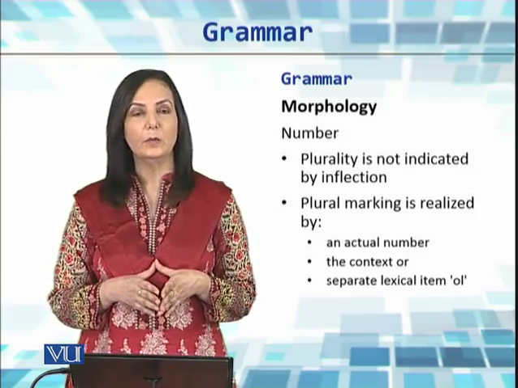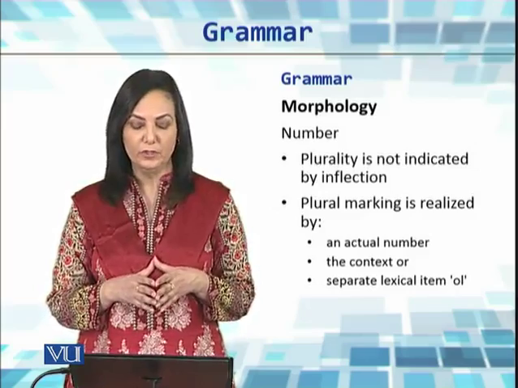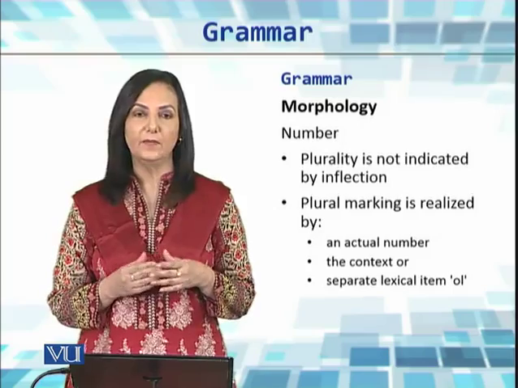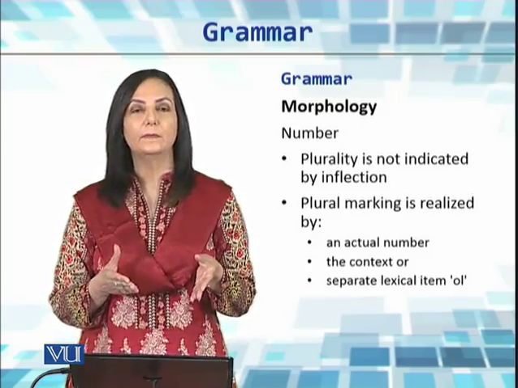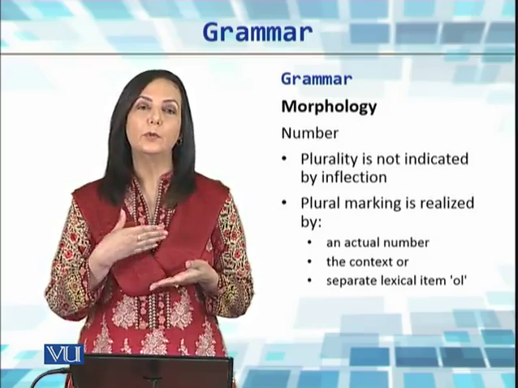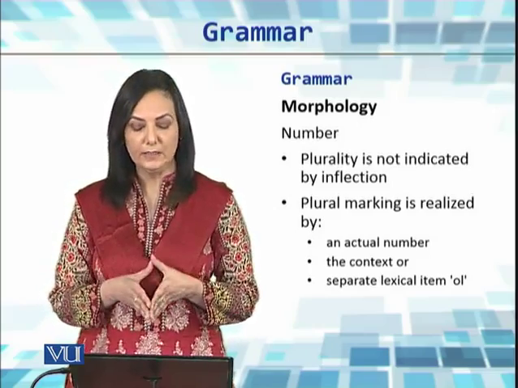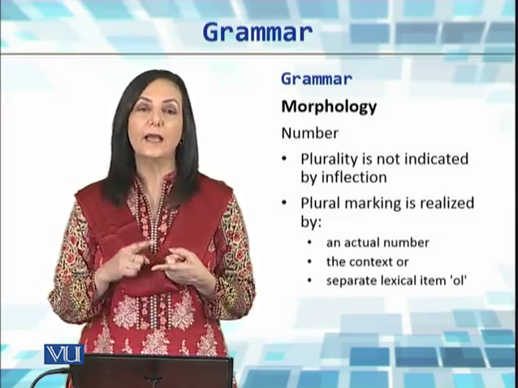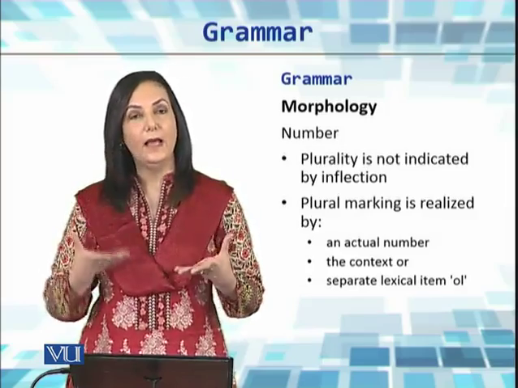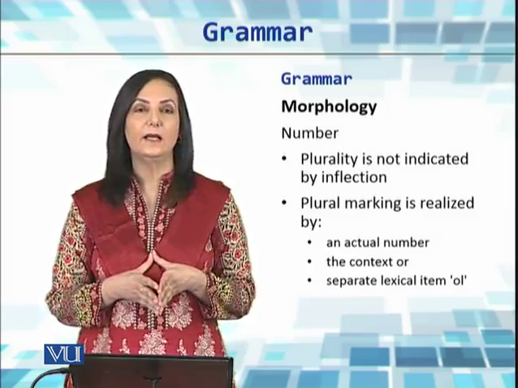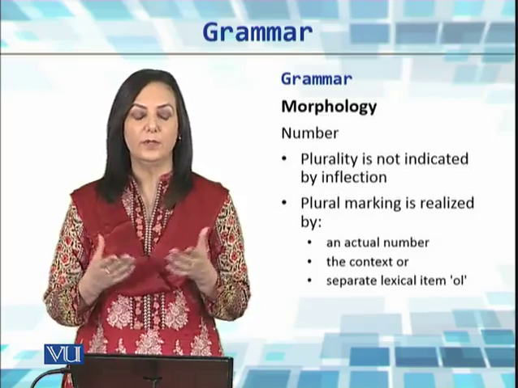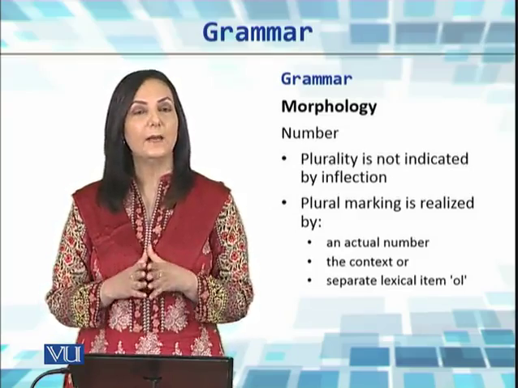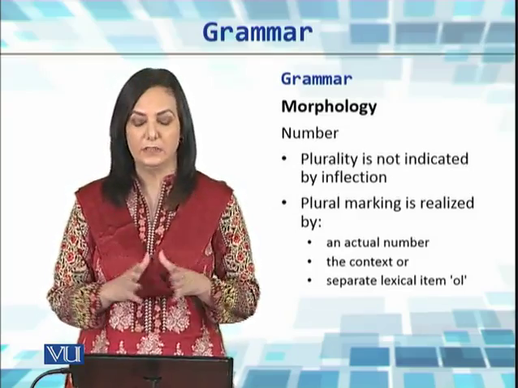The second thing which is missing in pidgin morphology is number marking. Plurality is not indicated by inflections. For example, we will not make a plural noun by adding s or es. Plural marking is indicated either by using an actual number. For example, if you want to say apples, you will say 2 apple or 3 apple or 12 apple, etc. Not apples, but 10 apple, 12 apple, 3 apple.